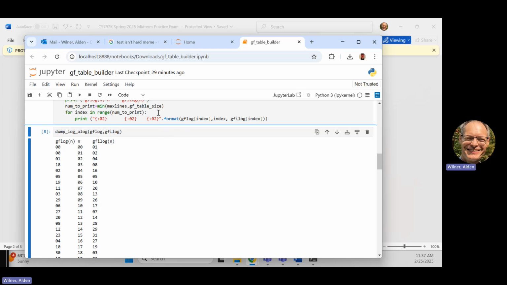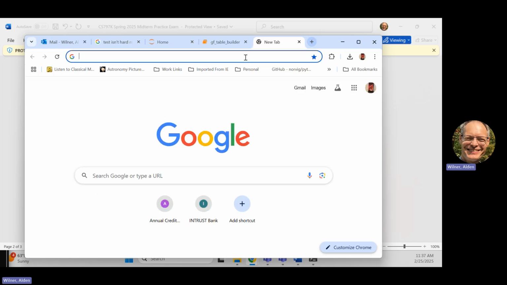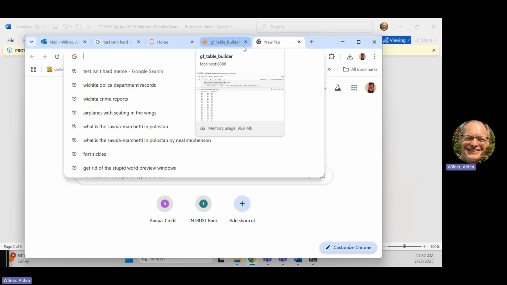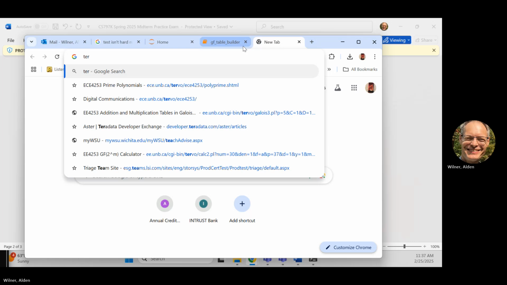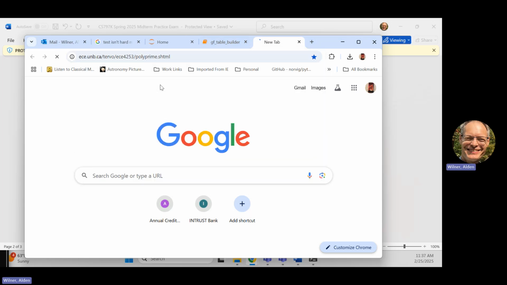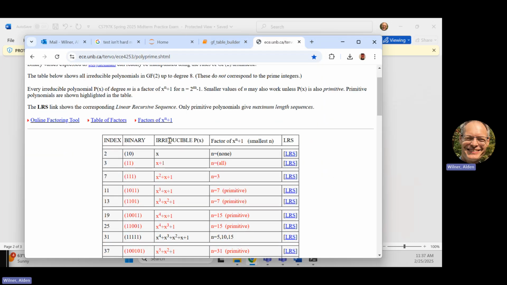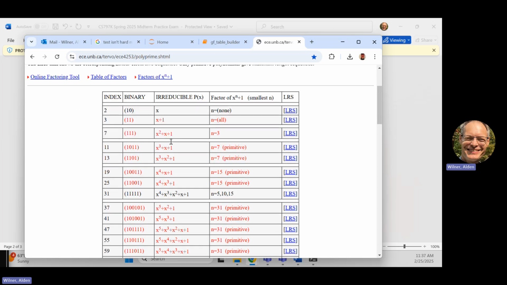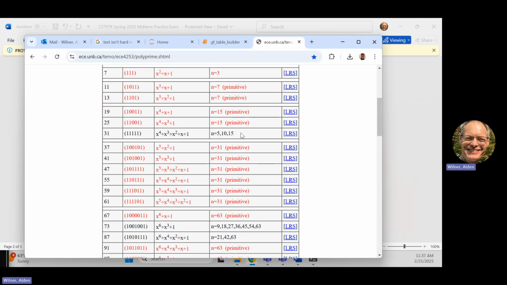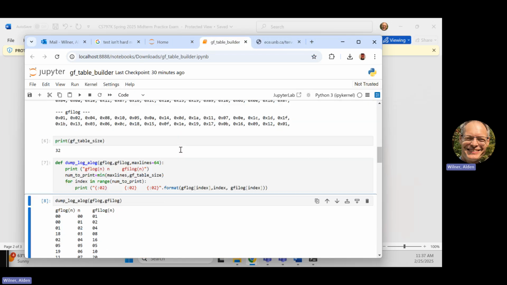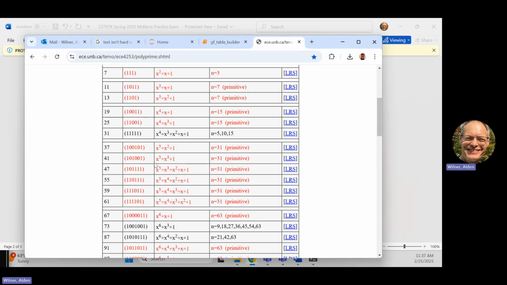This is why if you look at Dr. Tarivo's University of New Brunswick website where he has the primitive polynomials, this is not a table of primitive polynomials. This is a table of irreducible polynomials, things that can't be factored. And some of these are not primitive. They don't build the full table. If we tried to use 31 to build a Galois field table, and we can go ahead and try that, what do we say? 5 and 31, right?